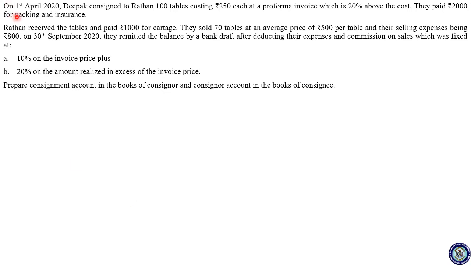On 1st April 2020, Deepak consigned to Ratan 100 tables costing 250 each at a pro forma invoice which is 20% above the cost. Now Deepak is the consignor and Ratan is the consignee. He consigned goods to Ratan, right? The cost is 250. But it was a pro forma invoice, meaning it was invoiced 20% above the cost.